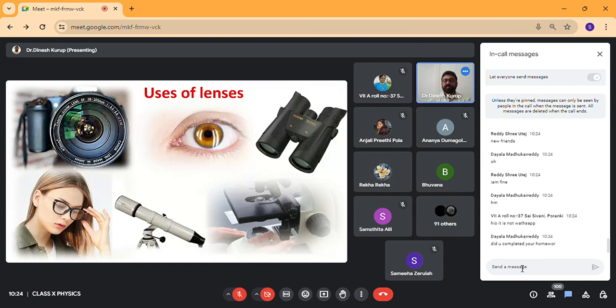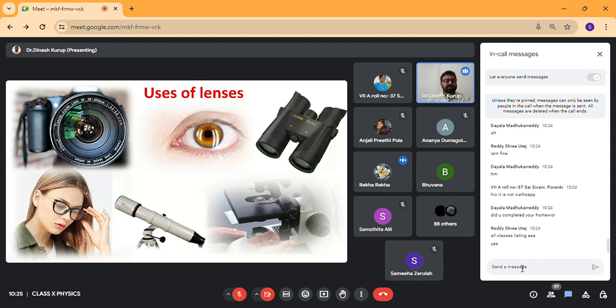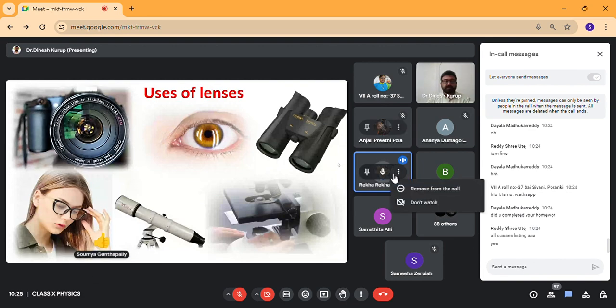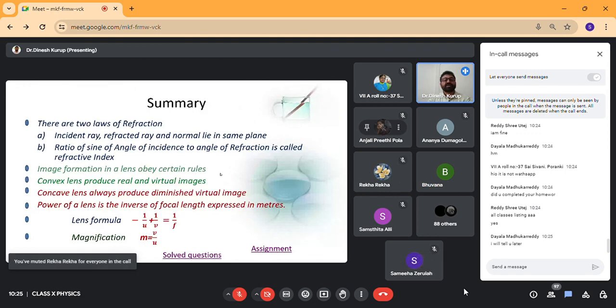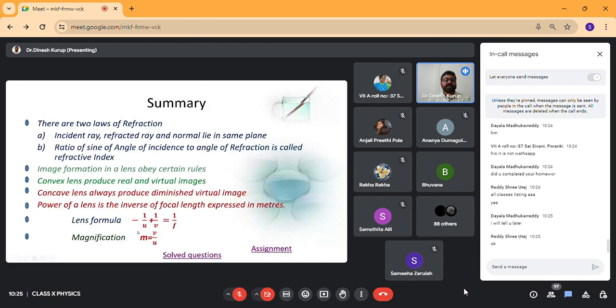Okay, we move on. Uses of lenses, where we are using the lenses. Lenses are used in camera, even in our eye, we have a lens, in binoculars, then microscopes, then telescopes. Then the most important use of the lens is the spectacles. We have learned this much: the laws of refraction, image formation in a lens obeys certain rules. Then, most importantly, lens formula as well as magnification.